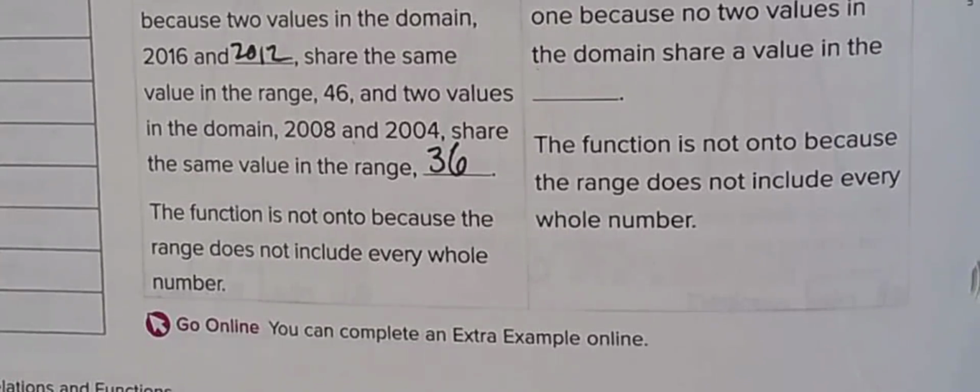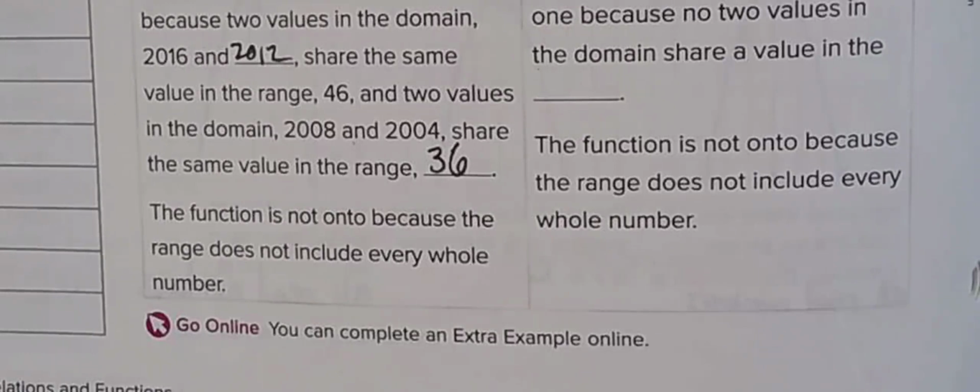The function is not onto because the range does not include every whole number. I think that means that the codomain is every whole number, right? Because if the range and the codomain are the same, and the codomain should match up with the domain in terms of possibilities.